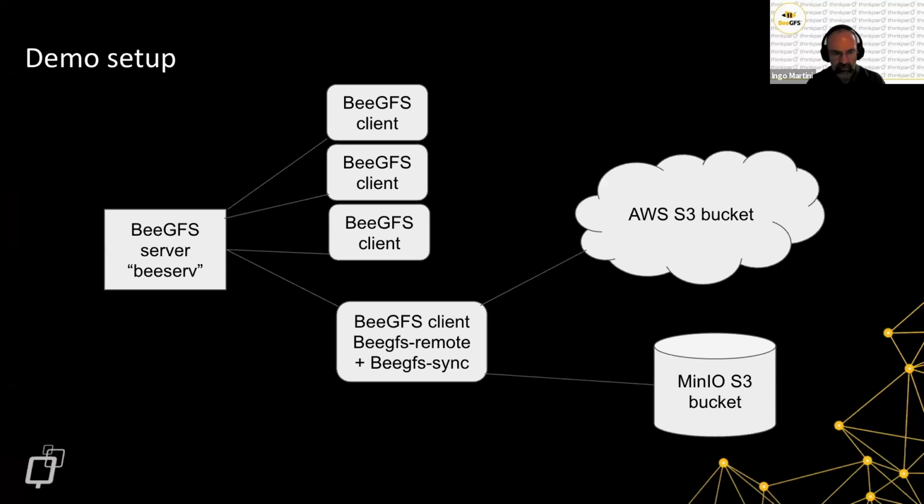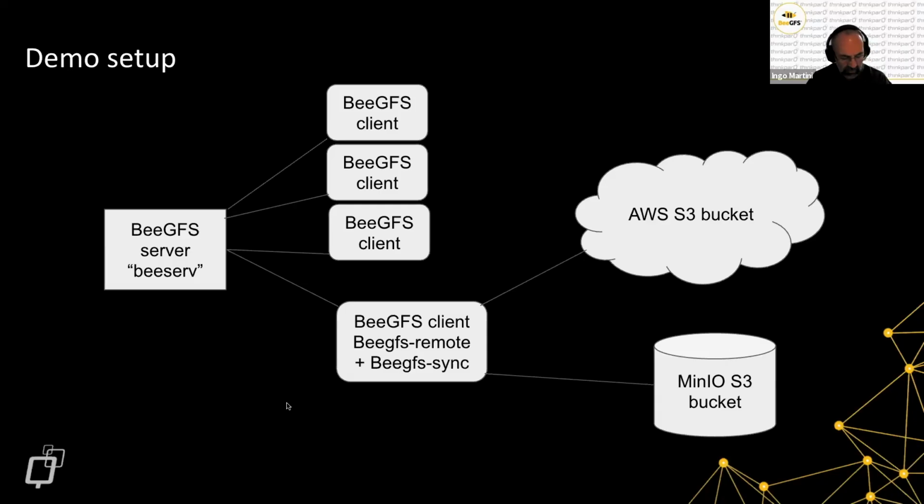We have a short demo here. In this demo, we can see we have a BeeGFS file system running. It's a server called bserv. It has 2 targets and a metadata service running here. We have multiple clients, and we have one special client that is used for installing the BeeGFS remote and the BeeGFS sync services. This client has access to an AWS S3 bucket and to a locally hosted MinIO S3 bucket, only to showcase that both connections are working, and we can use on-premise or cloud storage for this kind of connectivity.